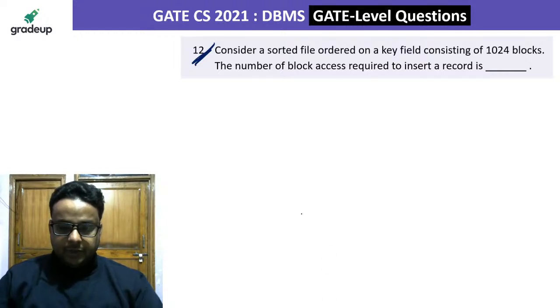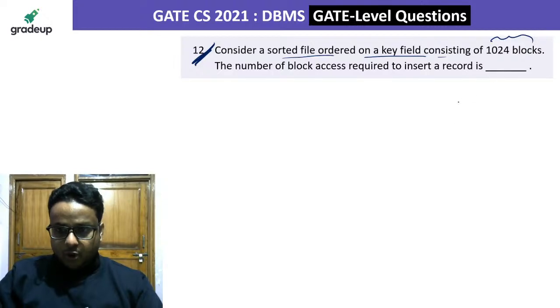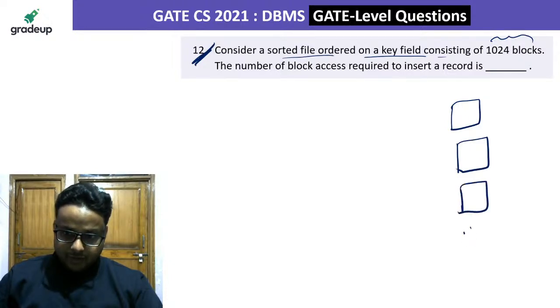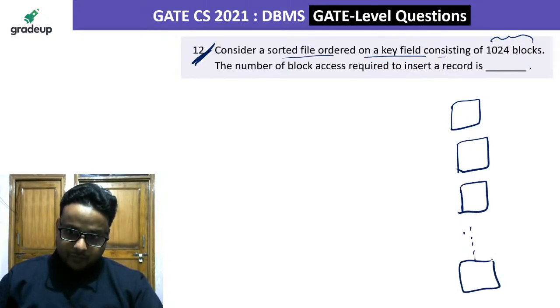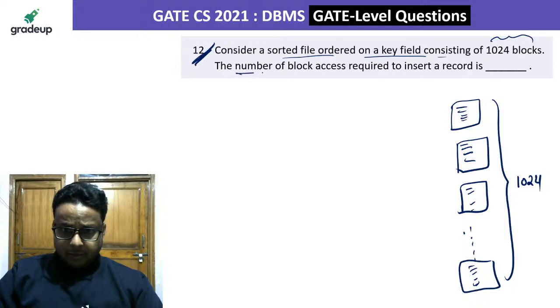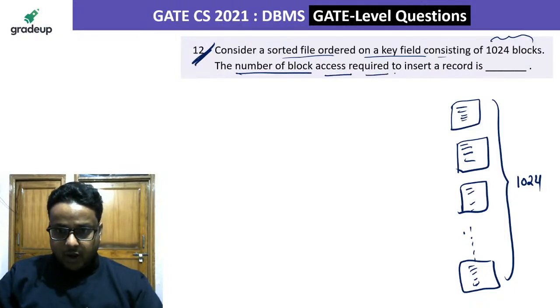Now here, let me solve this question. Consider a sorted file ordered on a key field consisting of 1024 blocks. So suppose we have a block and they are saying we have many blocks and so on. And these blocks are 1024. And in this we have some files. Now it is sorted. The number of block accesses required to insert a record.